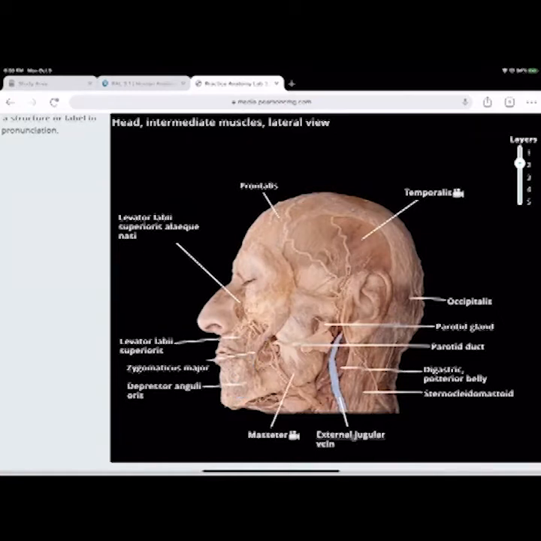The external jugular vein, the sternocleidomastoid muscle, the digastric belly, the digastric posterior belly. You got your parotid duct and your parotid gland, and the occipitalis muscle, and the temporalis muscle. You can see some of the tough fibers of that temporalis muscle too. If you look at it that way, you can see those fibers all continue down and swing up and pull on the mandible to force it shut.